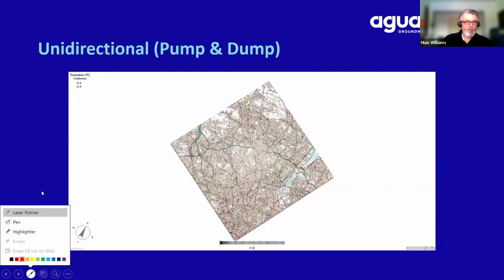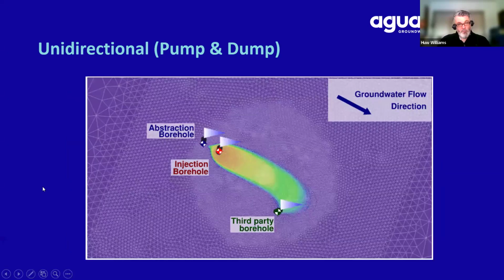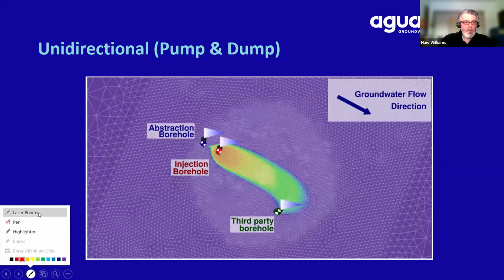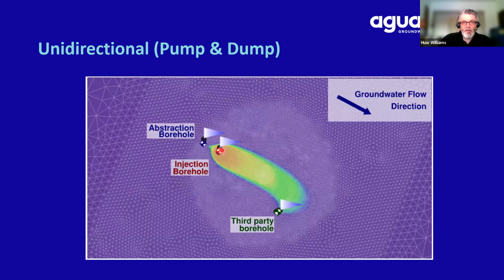Let's turn that off. What we don't want to see is thermal interference of our own ground source heat pump system. I think you may just be able to catch in this screenshot of the groundwater model the thermal plume migrating up hydraulic gradient from the regional aquifer and towards the abstraction borehole. That's something we refer to as on-site thermal interference, and that's something we have to be careful about because we shouldn't expect our abstraction temperature to remain constant throughout the operation of our system.